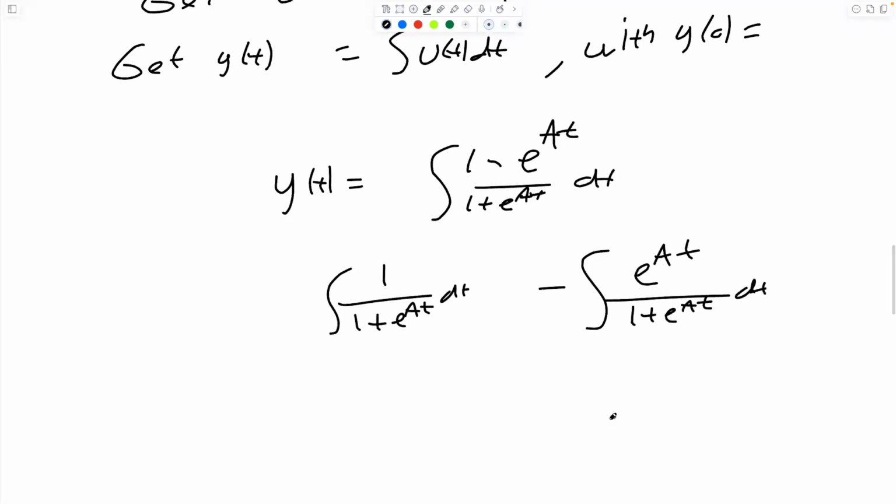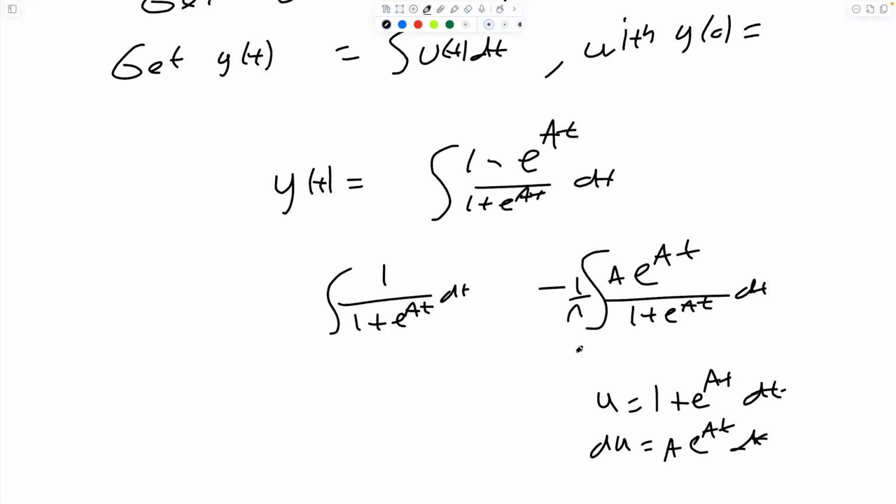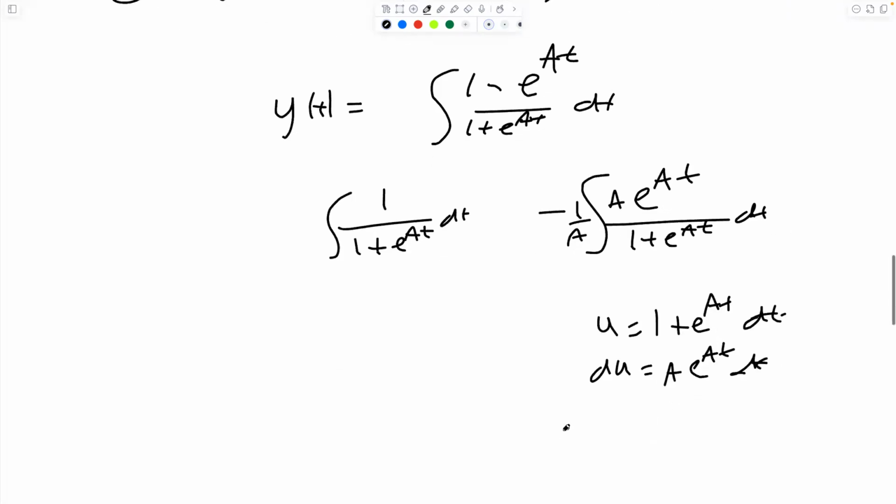On this one, u equals 1 plus e to the at dt. Then du will be e to the at dt. So I'd have to put in an a and take out an a so that this is my du. And we get something like negative 1 over a, 1 over u du. And it's just a natural log of u. And you're going to have some extra constants hanging out.